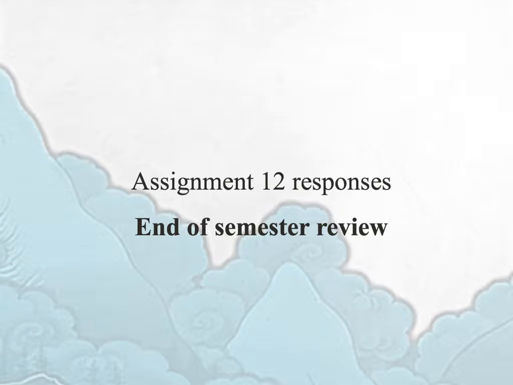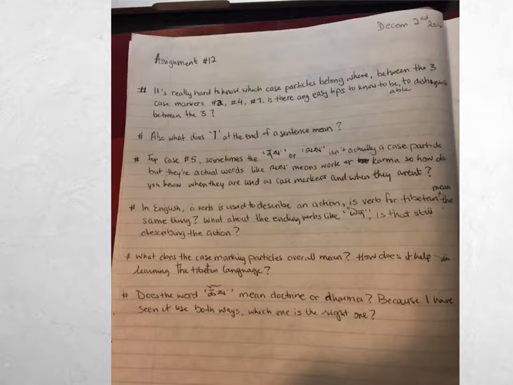In the next few slides, I'm going to respond to the questions that you submitted for assignment 12. So the first question on this first assignment sheet, I took the names off, so I'm not sure who these are. But the first question is one that a number of you asked about, and that has to do with how to identify the case particles 2, 4, and 7, since they have the same case particle endings.